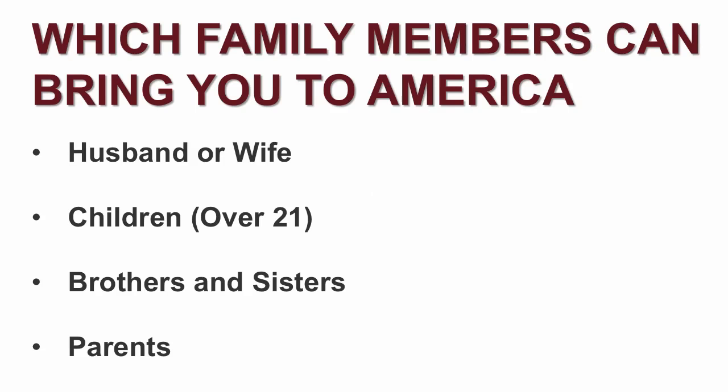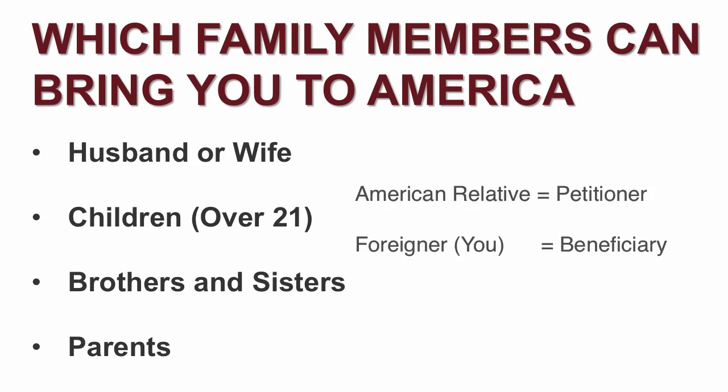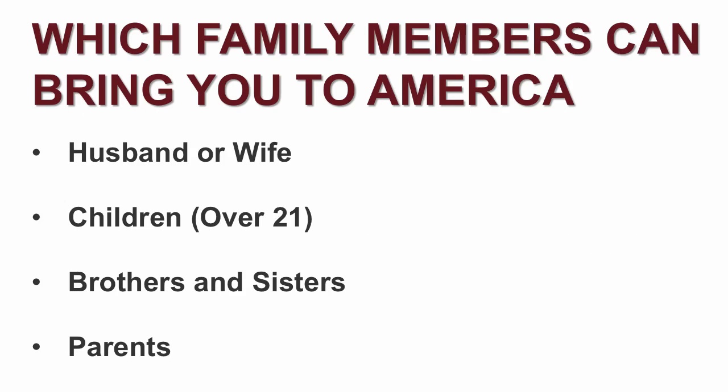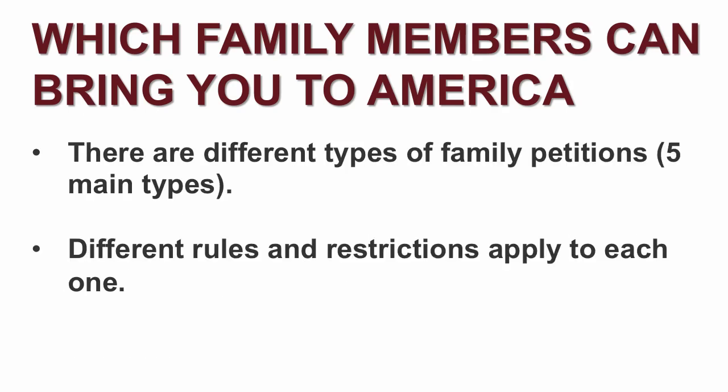Which family members can bring you to America? That would be your husband or wife, children over 21, brothers and sisters, and parents. These would be classified as the petitioners. The petitioner is the U.S. family member or resident member, and you, the foreigner, would be called a beneficiary. There are different types of family petitions, and we're going to cover the 5 main types. Remember, different rules and restrictions apply to each one.